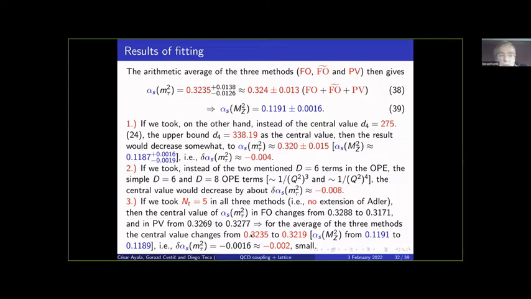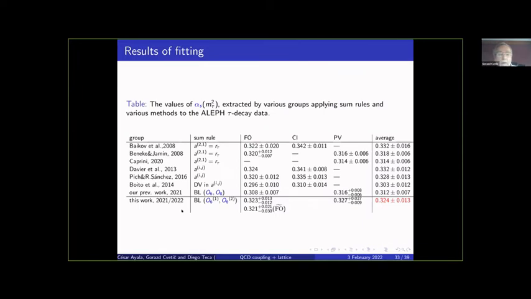And the other thing is, if we took NT equal 5 in all three methods, that is, if we don't use the renormalon-motivated extension of the Adler function, things do not change much. Delta alpha S at M tau goes down by 0.002, and alpha S goes down from 0.1191 to 0.1189, so not that much.